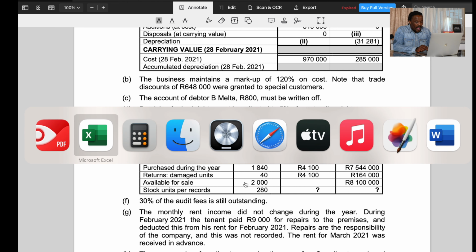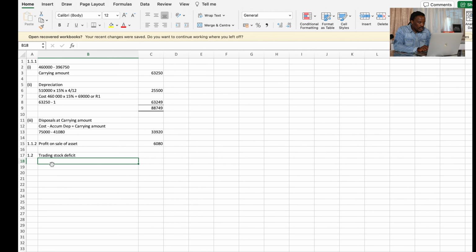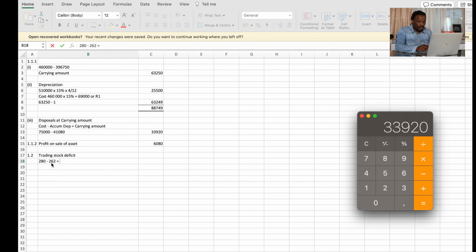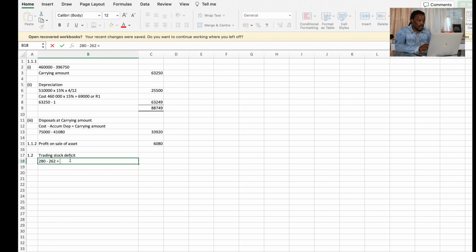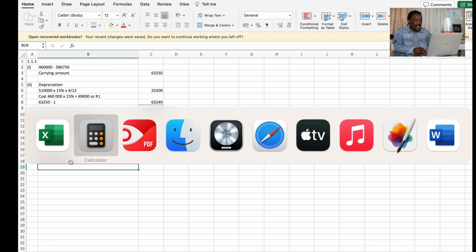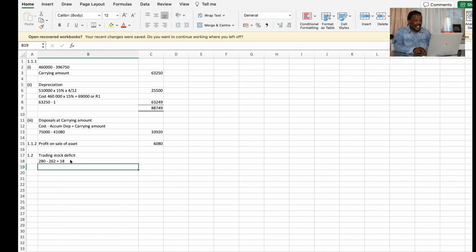So now we have 280 trading stock deficit, 280 minus 262, which equals 18 units was a loss. But now we have to calculate the weighted average.